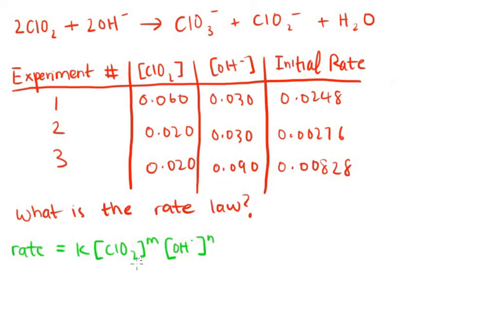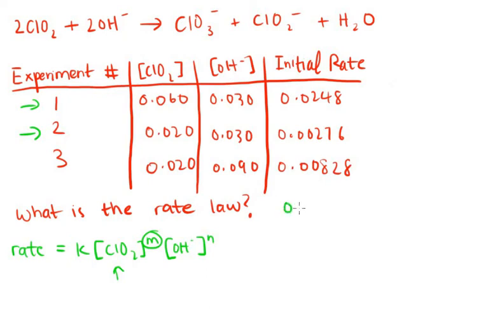Let's say we want to find this order m first, okay? So what we're gonna do is actually divide two rate equations, and eliminate two similar terms to get what we're looking for. So if we want to find m, we're given two experiments, 1 and 2, where the hydroxide concentrations are the same. So we can eliminate hydroxide to get one variable and solve for it. So let's do that.